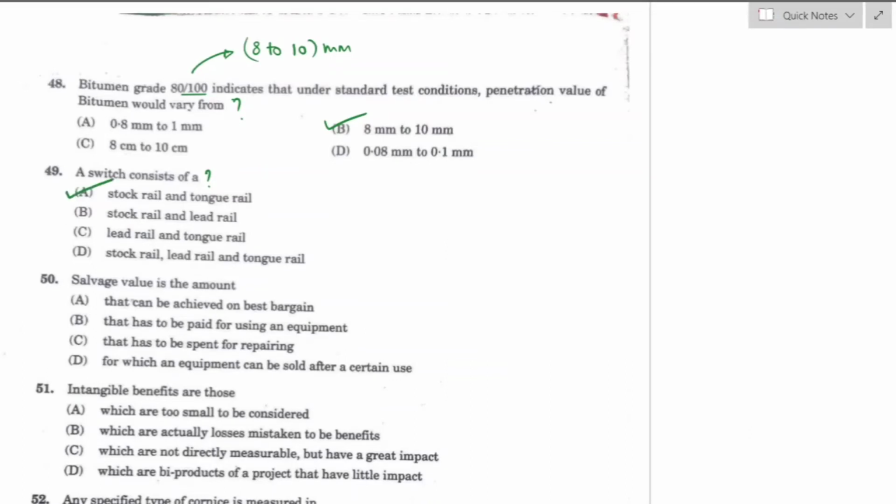Question number 50. Salvage value is the amount that an asset is estimated to be worth at the end of its useful life. It is also known as scrap value or residual value. So it is the amount for which an equipment can be sold after a certain use. Option D is the right answer.